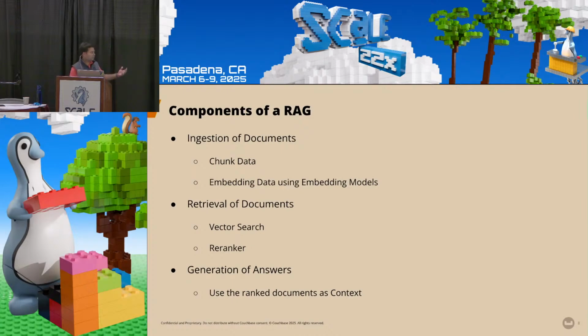Then you can also have a re-ranker. The goal of the re-ranker is to rank the documents returned from the vector search in such a way that it works better for the LLM. Mostly the LLM tends to ignore the results in the middle, so it focuses on the results at the top or at the bottom. The re-ranker tries to address this for you. In the generation of the answers, you use the ranked documents as context, and the LLM would generate a coherent answer based on that.